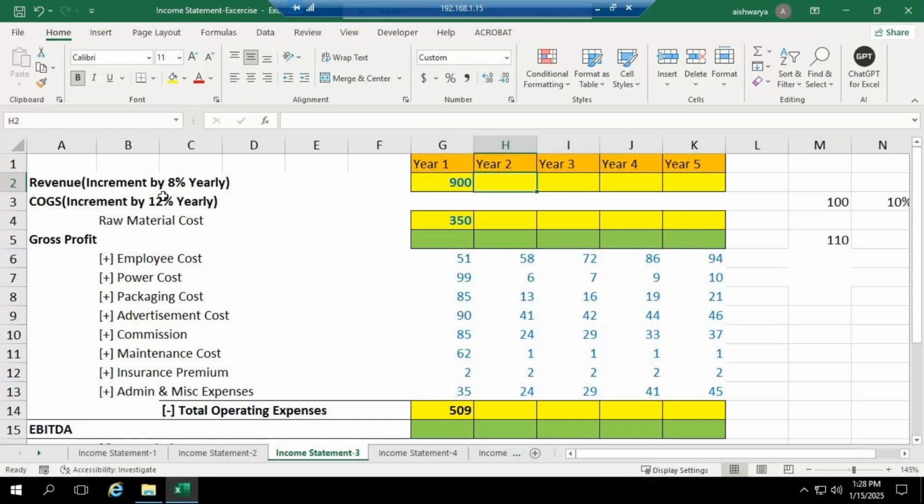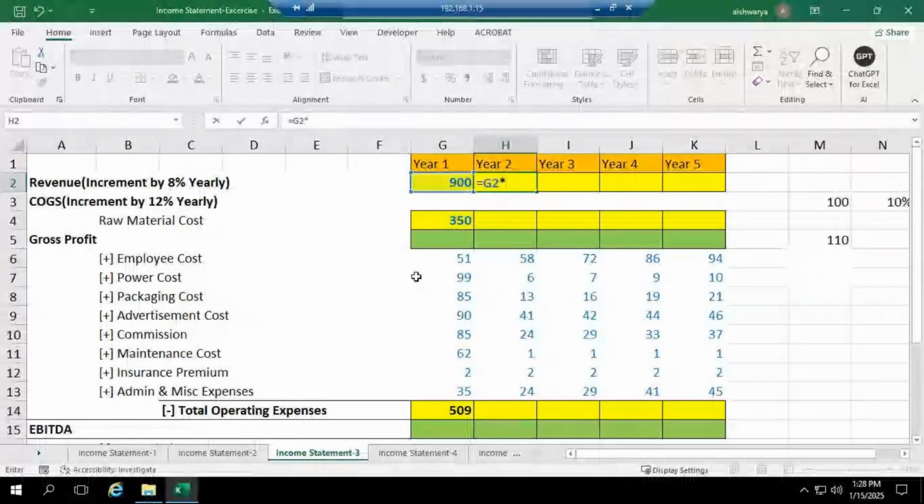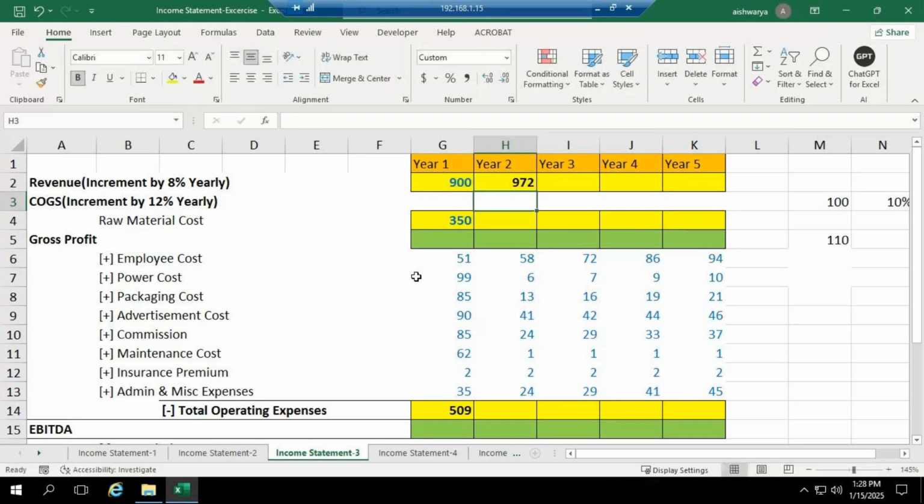So we have to follow the method: equals year 1 sales into, now open the bracket, 1 plus 8%, and then close the bracket and press enter. See, now here 972. Understood this method?